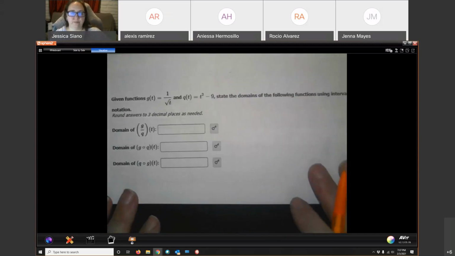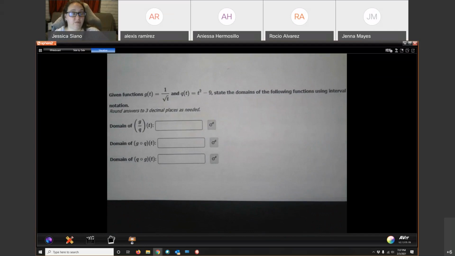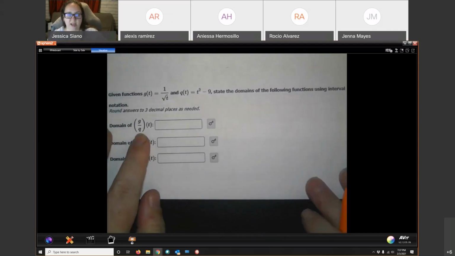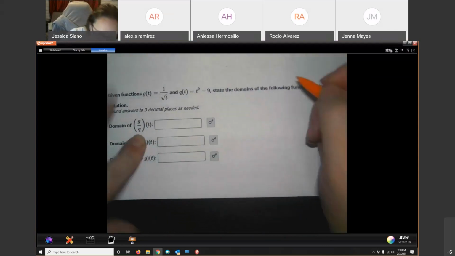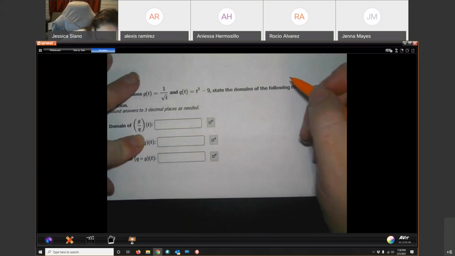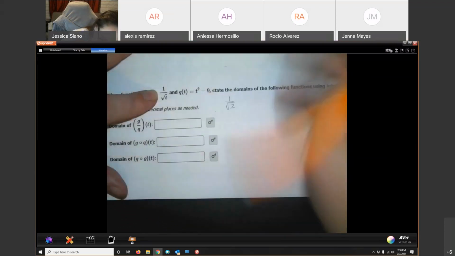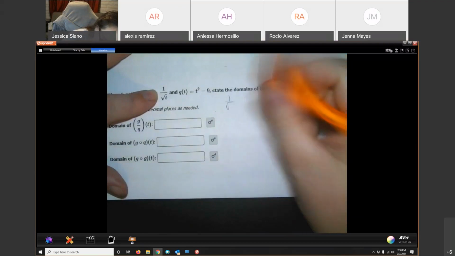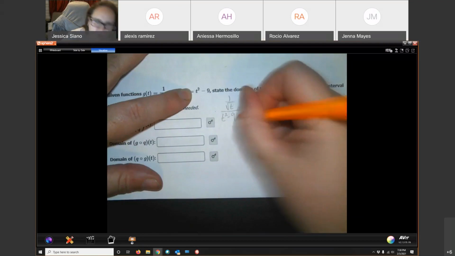So for this last one, we're going to find the composition, or find what's happening here, and then we're going to look for the domain of that. So for example, if I have g over q, I would have 1 over the square root of t over t squared minus 9.